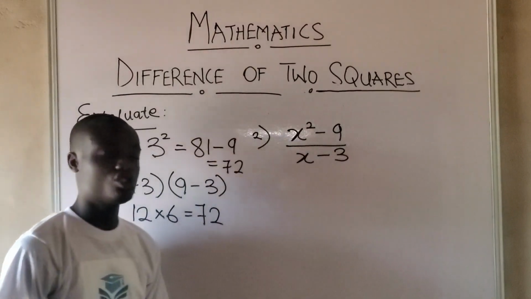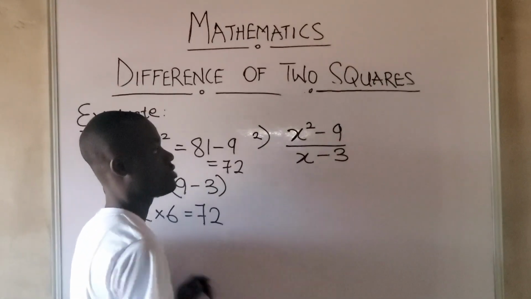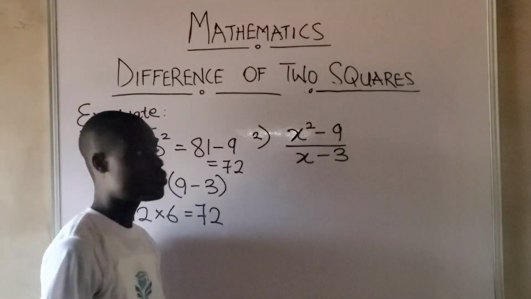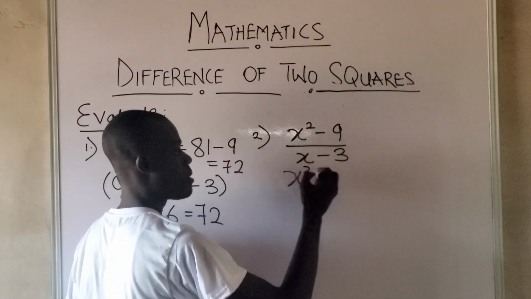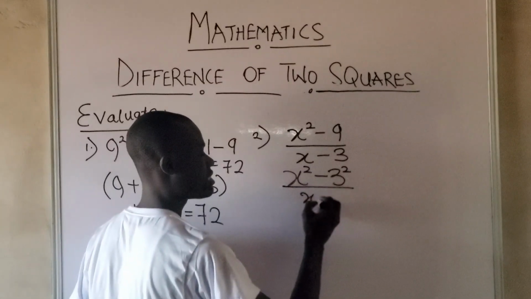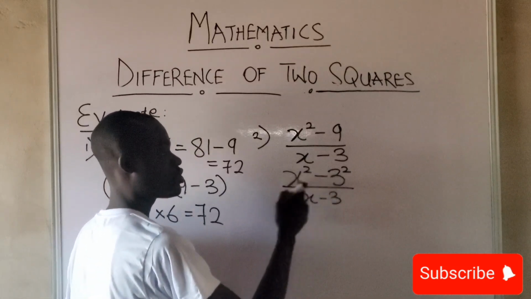Now moving on to question 2, we have x squared minus 9 divided by x minus 3. Now 9 in mathematics is equal to 3 squared. So we can write this entire expression as x squared minus 3 squared over x minus 3. Remember, apply the knowledge of the difference of two squares.